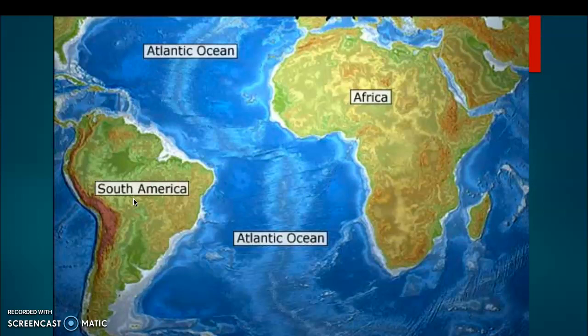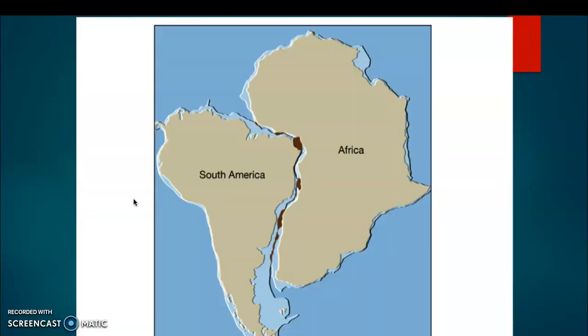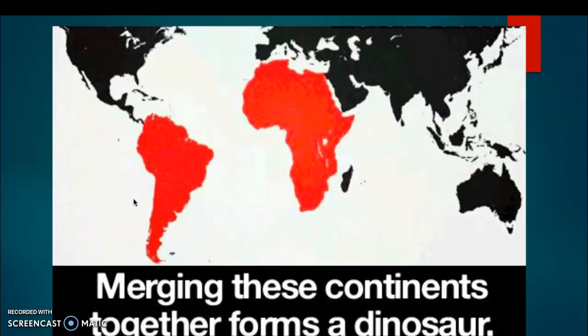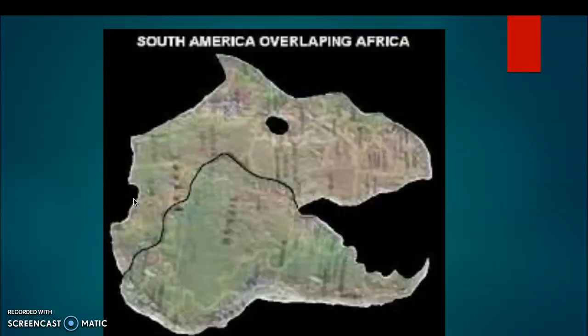But hey, since we're dealing with paleontology, if we put these together just right, bear with me here for a minute, you merge these and you're going to get a dinosaur. So just having a little bit of fun. Here you go. There's your dinosaur. Don't know what you want to call it, but there it is.